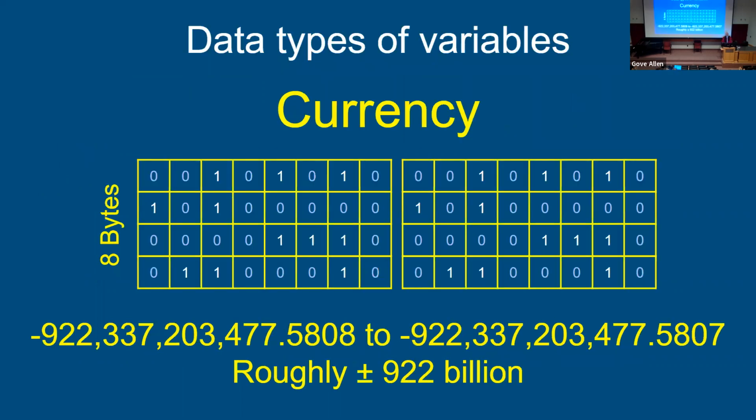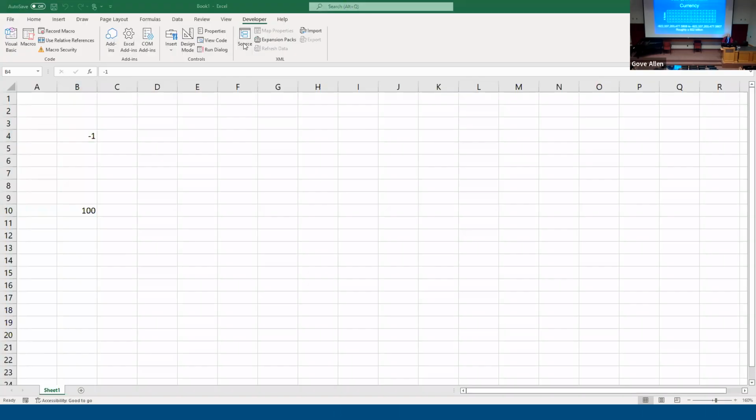So currency is the only fixed point number or fixed point variable type in VBA. It takes 8 bytes every time you use a currency variable, and it's roughly plus or minus 922 billion, and that's precise to 4 decimals. What would happen if I tried to store something that was more precise than 4 decimals?